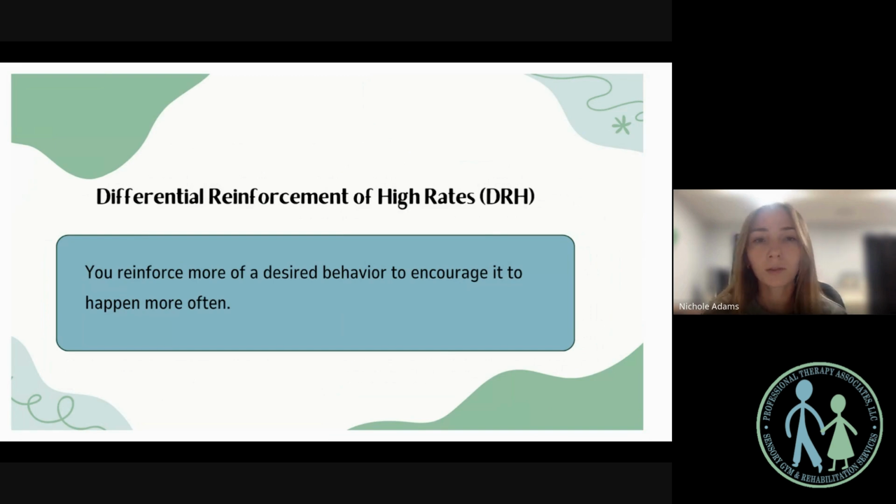Our next one is differential reinforcement of high rates, or DRH. This is where you reinforce more of a desired behavior to encourage it to happen more often.